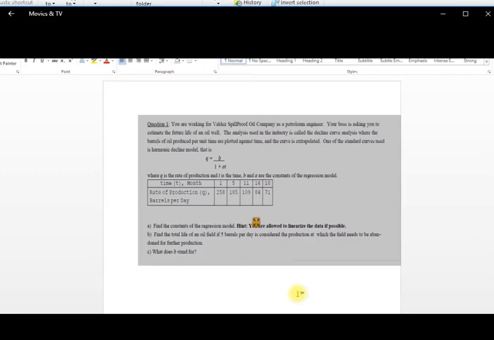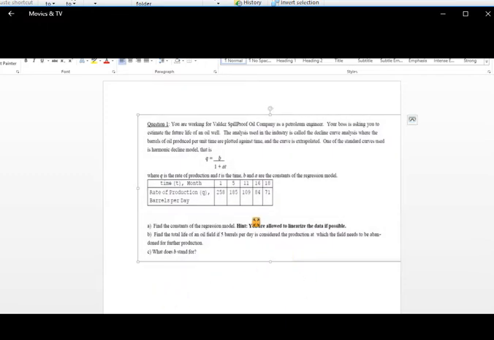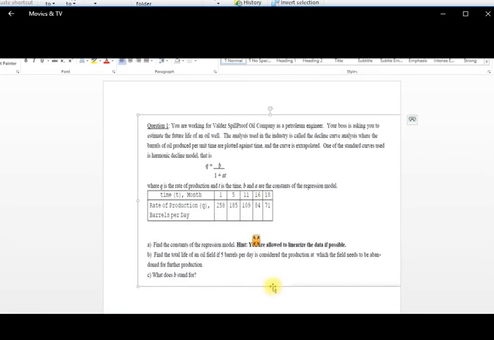You can see this one. This is about the rate of production, barrels per day, with time. So Q is basically Y, you can say, and T is basically X. This is the data for Q versus time T. We have to fit this model and get the model coefficients B and A.